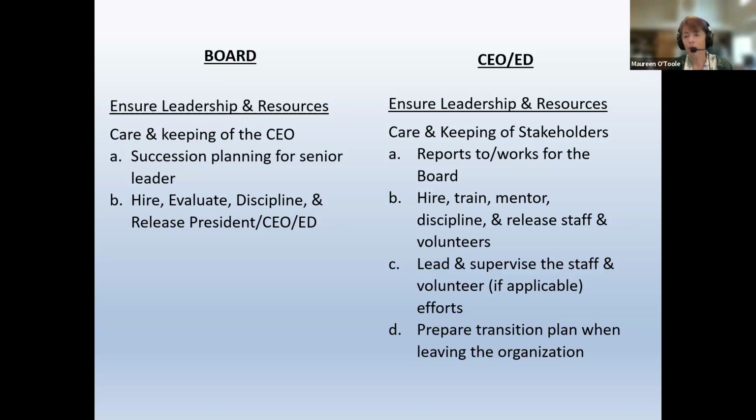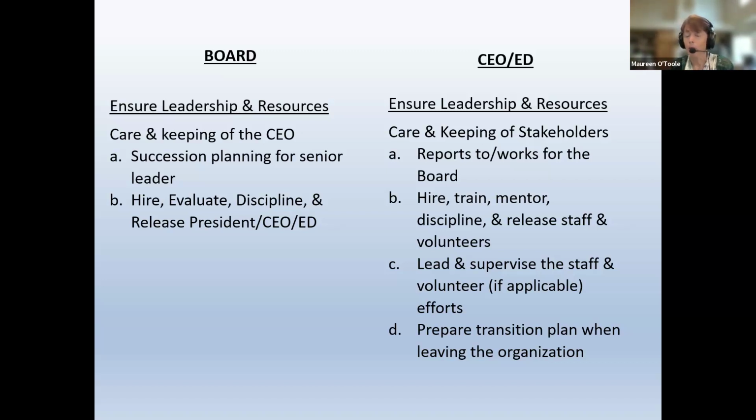Are you taking care of the senior leader? Because the senior leader's job is to take care of the staff and the volunteers. Is the board taking care of the senior leader? Why does that matter? Because that's who the senior leader reports to, the board. I know Idaho Partners for Good is working on a project just like this now. The board wants to make sure if the senior leader is going to be retiring or transitioning out for personal reasons, that there's succession planning.